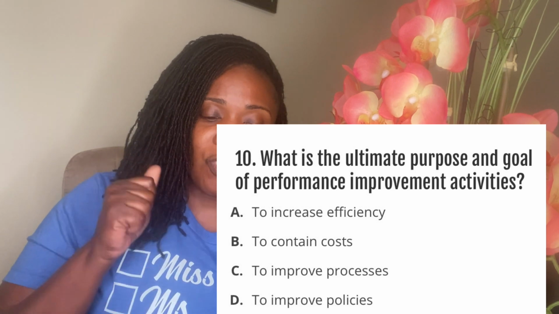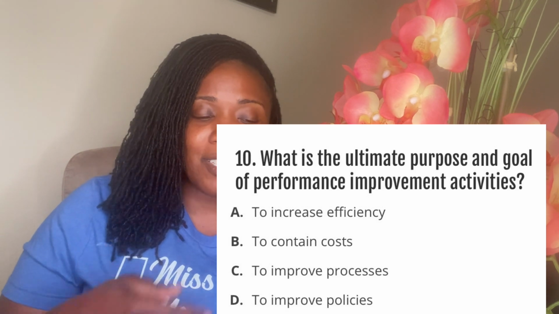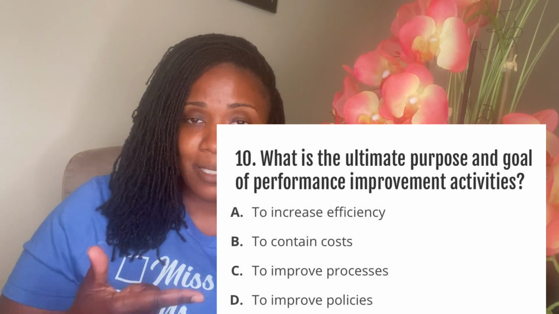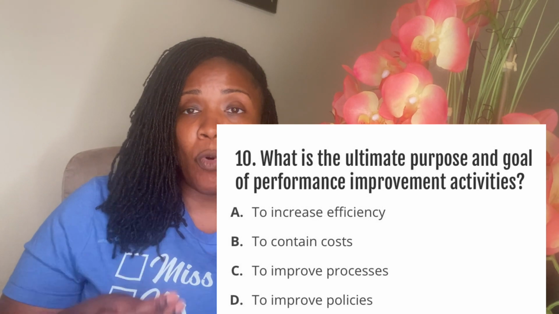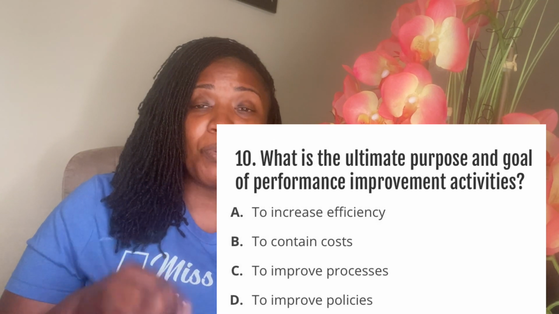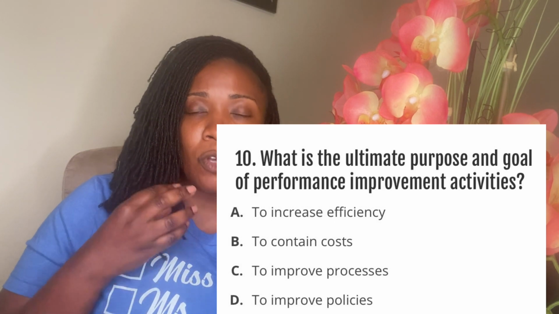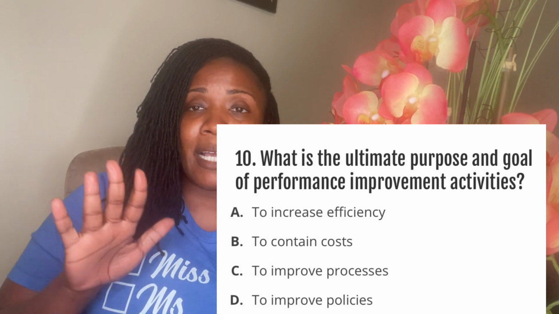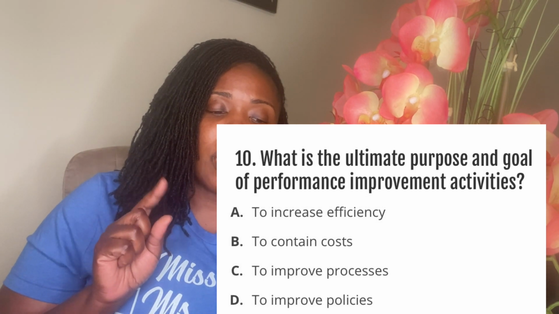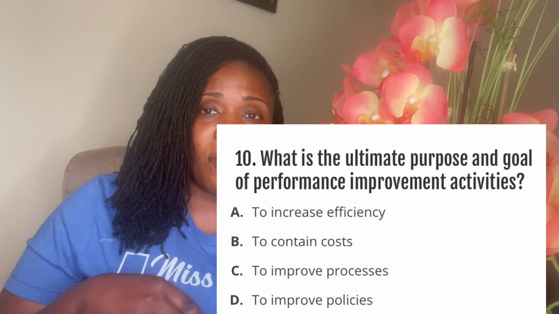So if you had to choose the correct answer, you have to improve the process before you can improve the policy. Don't confuse. I don't want to confuse you. The answer is to improve the process, to improve the performance, for the goal of improving the performance activities. So it would be to improve the process. You have to improve the process before you can improve the policy. Okay? So I'm going to stop there.